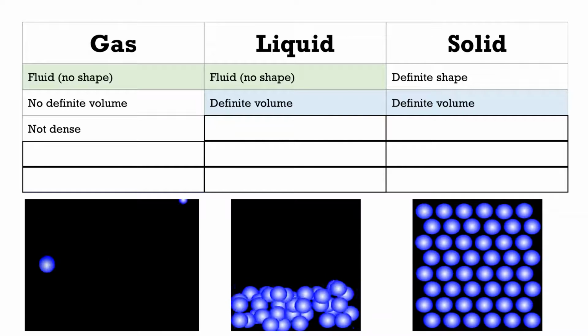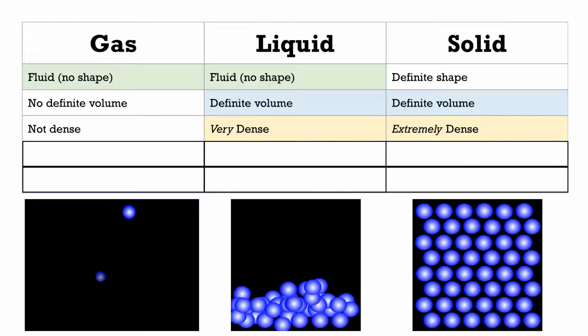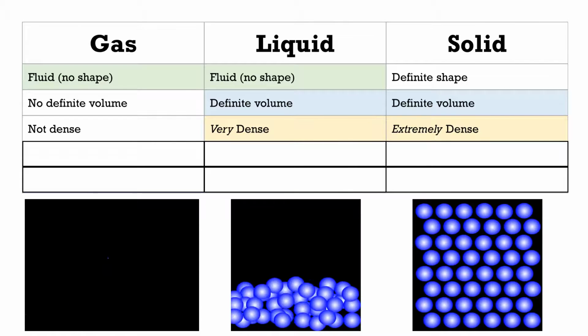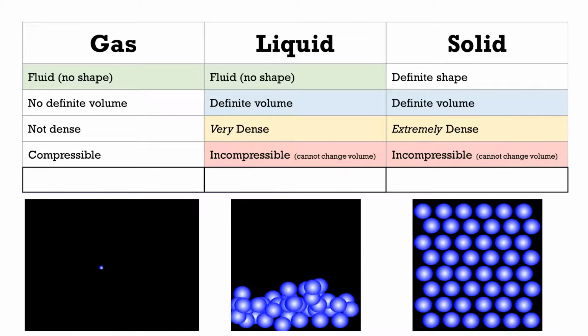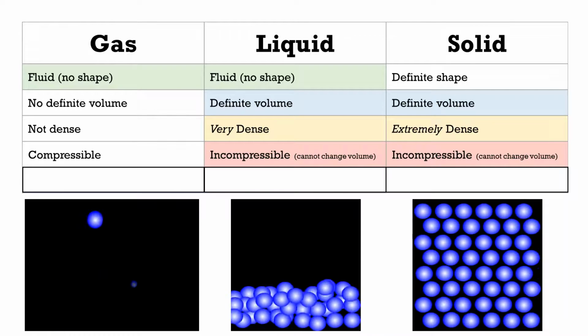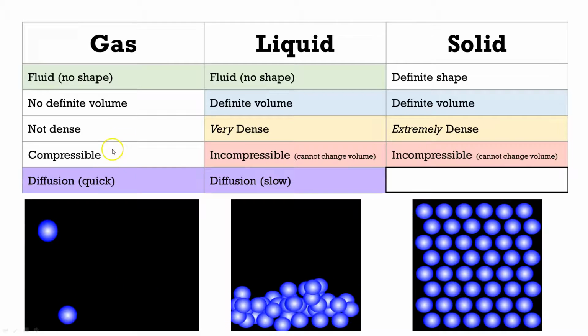Gases, as you can see in this image here, are not very dense. There is a very large amount of space between particles. That's what makes them able to be compressed. Liquids, very dense. Solids, extremely dense. Because of this large space between all the particles, gases are very compressible, whereas liquids and solids, for all intents and purposes, cannot change their volume. You have to do extreme things to make them change their volume, so for now we're just going to call them incompressible.